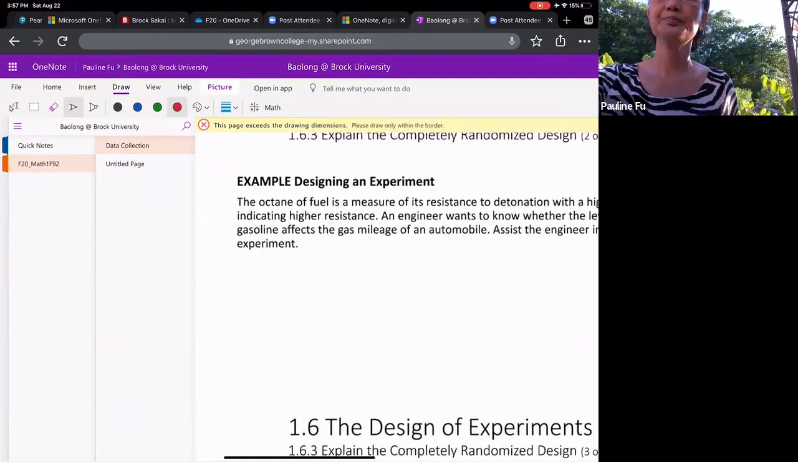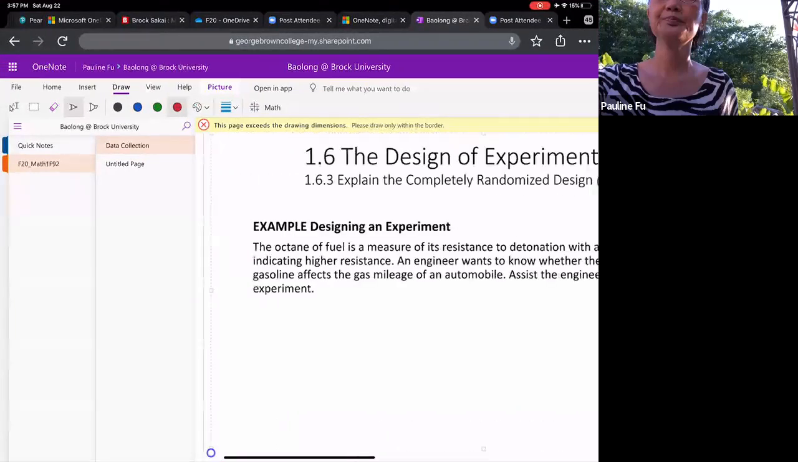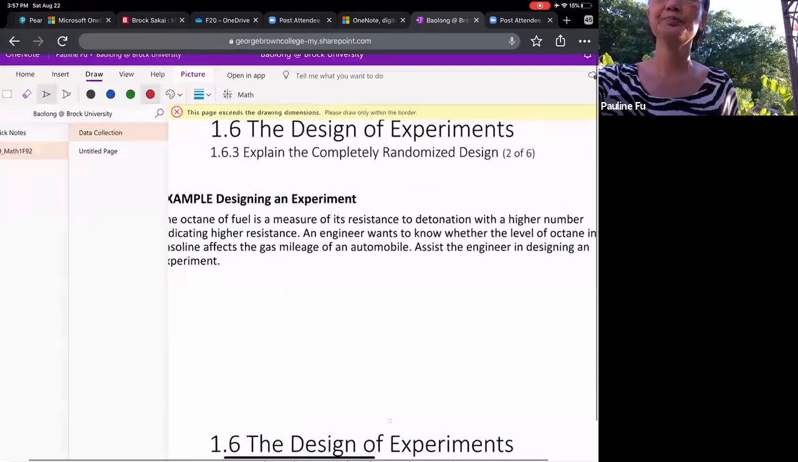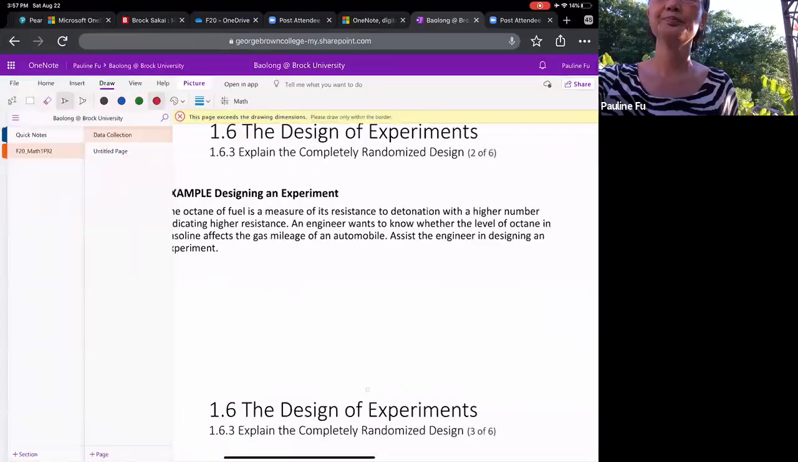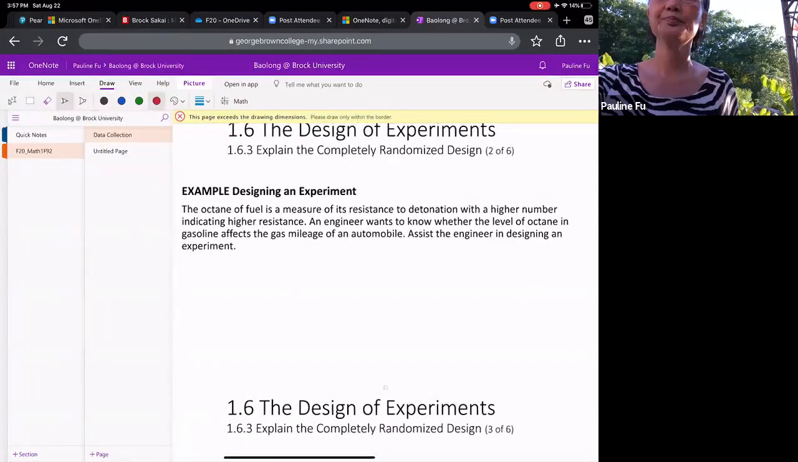Example, designing an experiment. The octane of fuel is a measure of its resistance to detonation, with a higher number indicating higher resistance. An engineer wants to know whether the level of octane in gasoline affects the gas mileage of an automobile. Assist the engineer in designing an experiment.